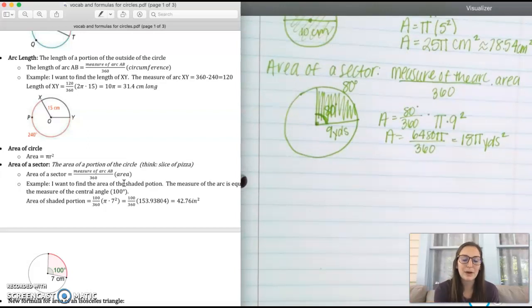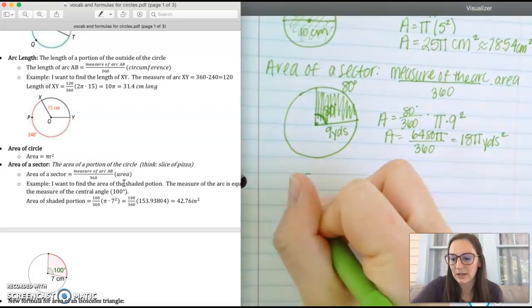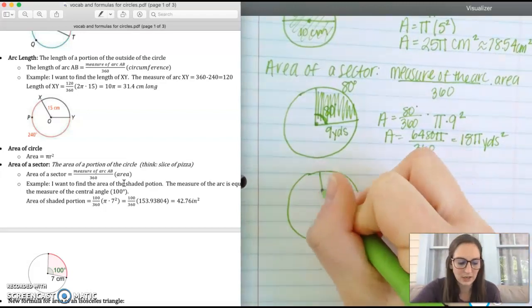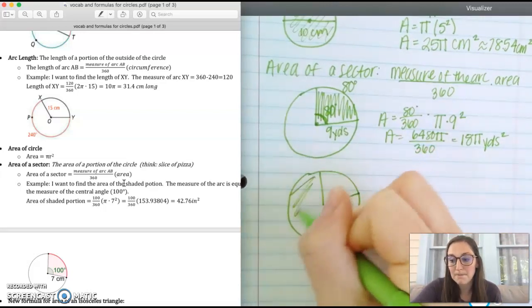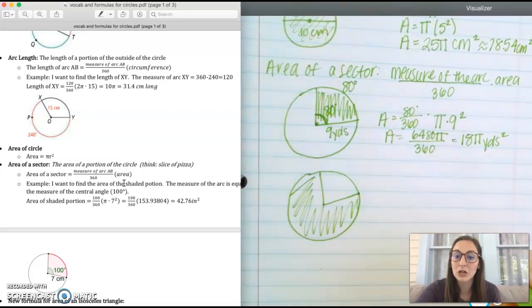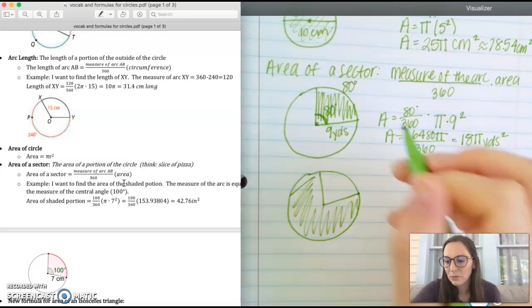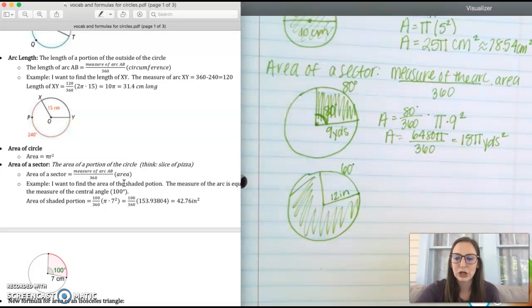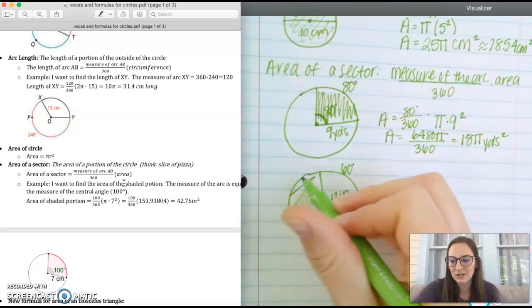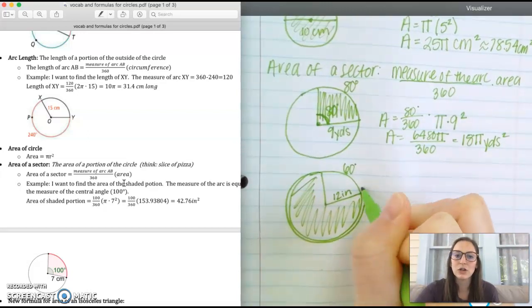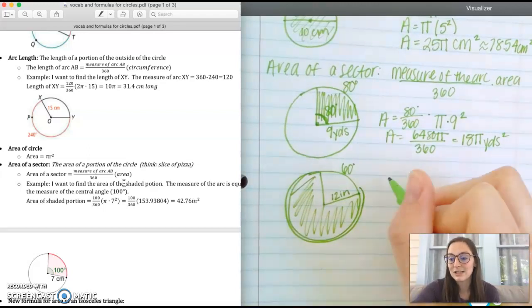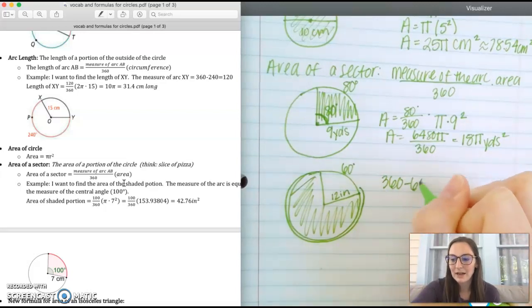So what happens, though, if we are not given the angle of the sector or the arc that we're looking for? So let's say we have a circle that looks like this, a little better than the last one, and we have this portion right here, and we want to figure out this bigger piece here, very large piece of pizza. So we have 12 inches as our radius, and we're told that this arc measures 60 degrees, but I don't need that. I need to figure out what this arc is. So since a circle adds up to 360 degrees, I can just do 360 minus 60, and that gives me 300 degrees.